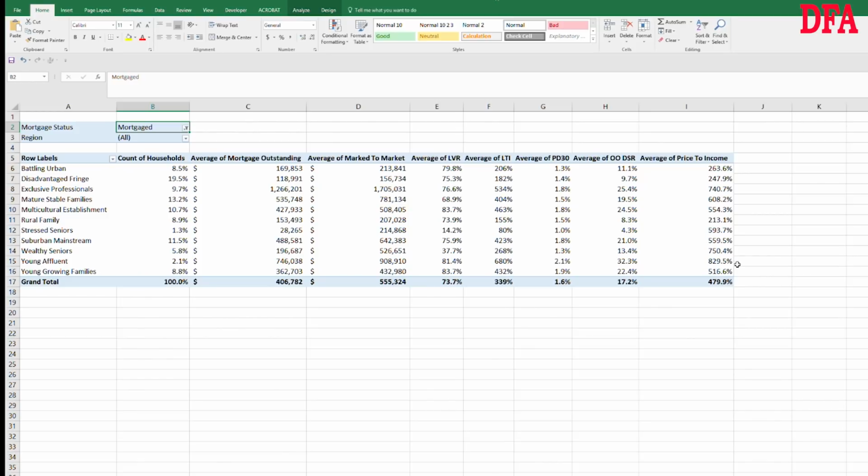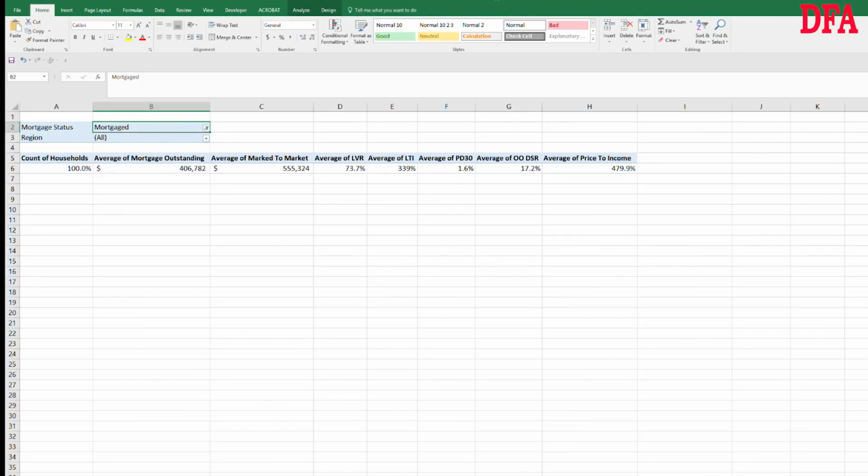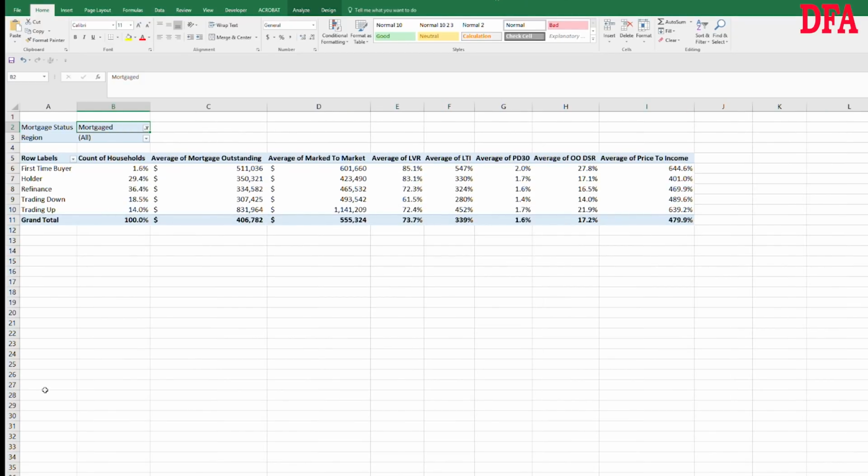Another way of looking at it is to look at it across our property portfolio segmentation. This is now looking at first-time buyers, those who are holding property, those who have refinanced, those trading up and those trading down. And we see, again, differences in outcome. So the mortgage is varying. The trading up group has the largest mortgage at 831,000. The trading down group has a smaller mortgage, and that's because, of course, they are looking to release equity rather than to take a larger loan. And the others are somewhere in between.